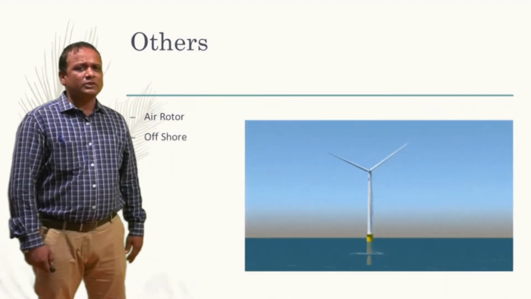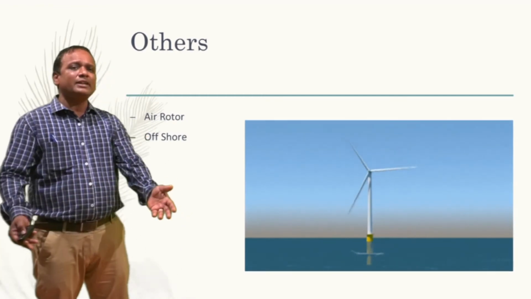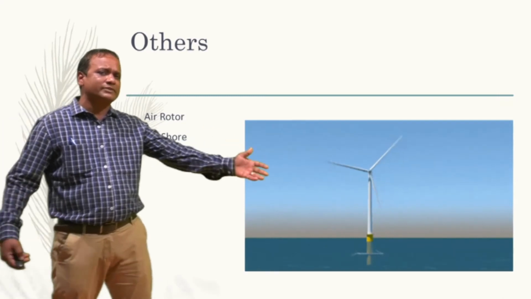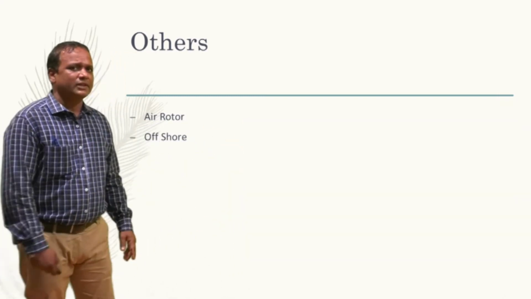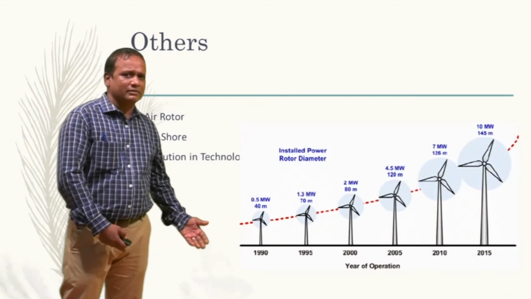The other one is offshore windmills, which are installed offshore in the sea, where the wind is used to produce electricity, as is the case. And how did this evolution of technology come across? This is how the technology evolved.